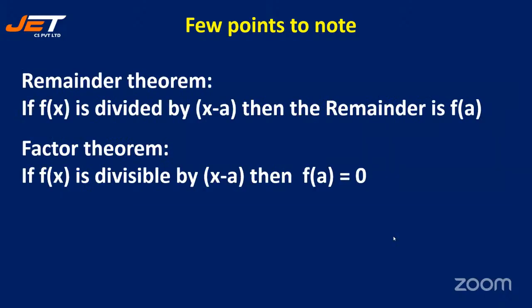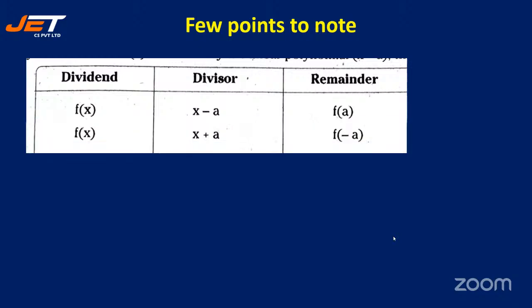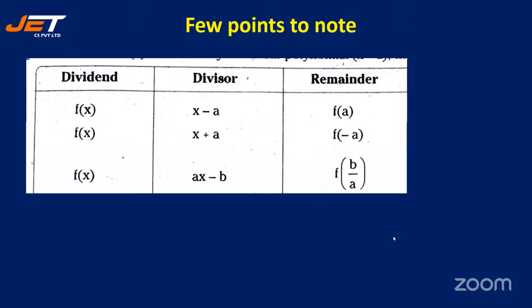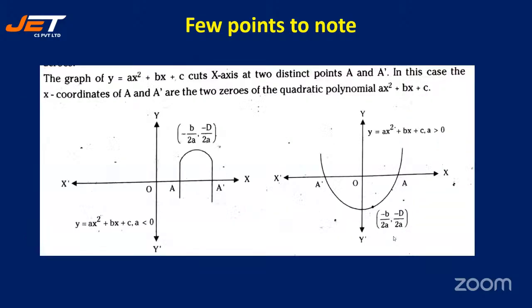All right, so quickly we will go through the remainder theorem. If f of x is divided by x minus a, then the remainder is f of a. In the factor theorem, if f of x is divisible by x minus a, then f of a is 0. F of x is the dividend, the divisor is x minus a, the remainder is f of a. If the divisor is x plus a, the remainder is f of minus a. If the divisor is ax minus b, the remainder is f of b by a. If the divisor is ax plus b, the remainder is f of minus b by a.